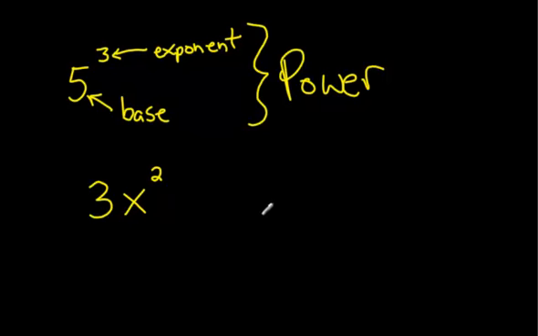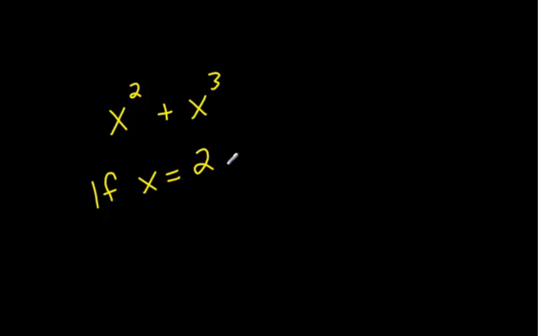Let's see what else we need to do here. We're going to do something called substitution. So imagine you had something like this: x squared plus x to the third. And then it said on a question, if x equals 2, determine the value of this expression right here. So if x is 2, determine the value of this expression.